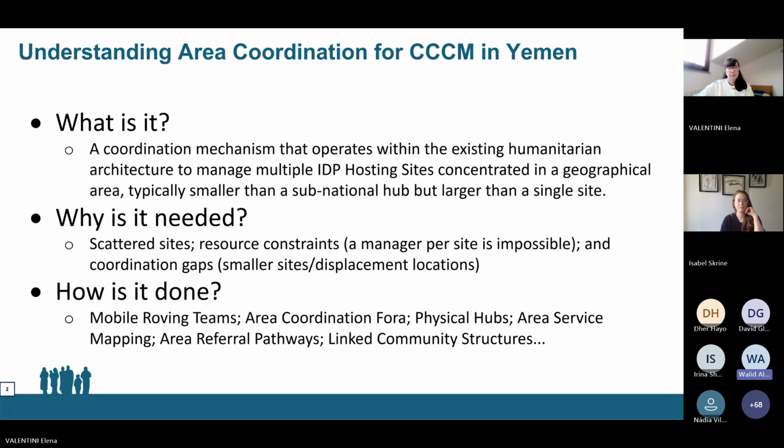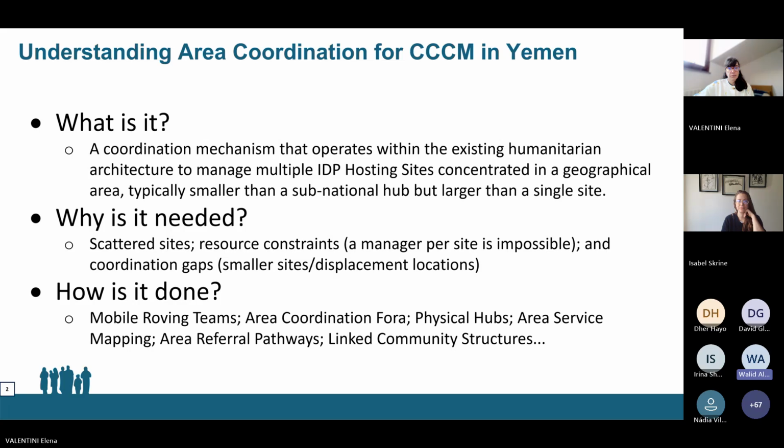So it can be one district from one governorate and another that are quite well connected, like we have in Hajjah in Yemen for Abs, or we had at some point for Abs and Al-Zuhra. So why it's needed, like I said: the scattered sites, and the resource constraints that make it almost impossible to have a management structure per site, and the coordination gaps, where even if we do single site management, we have to prioritize certain sites over others within the same area. That all contributed to why we did it. We started doing it in 2019.